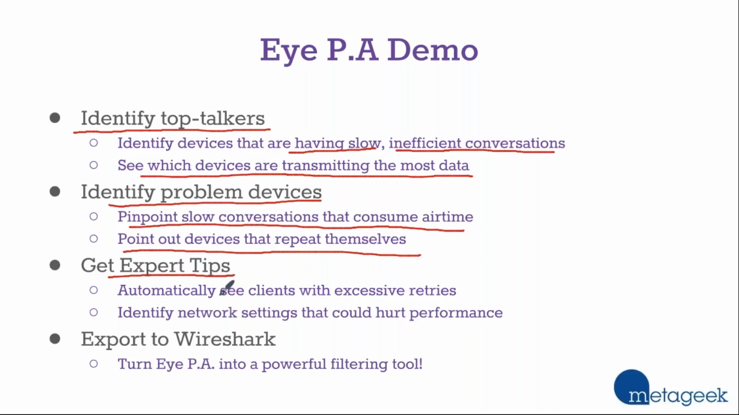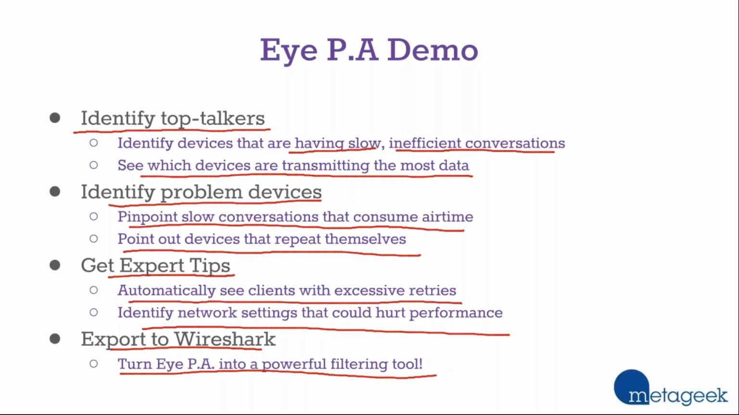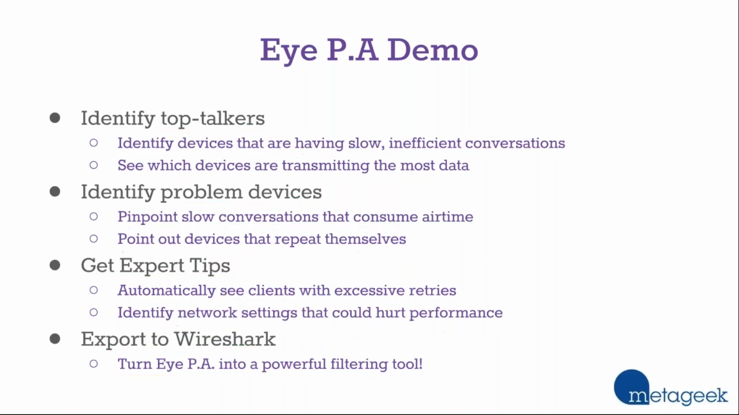We can also get expert tips from IPA. It has an expert tip engine that will automatically tell us what's wrong with our network. We'll automatically see clients with excessive retries. We'll identify network settings that can hurt performance, and then we can export anything that we use in IPA to Wireshark, which turns IPA into a really powerful and easy to use filtering tool. So with that, let's go ahead and switch over to IPA.